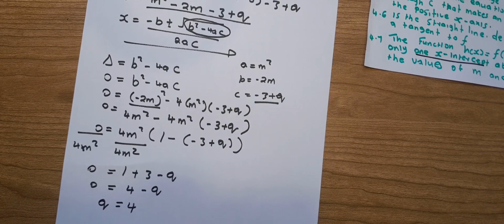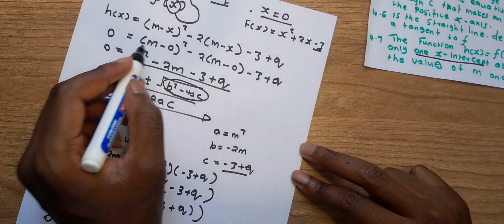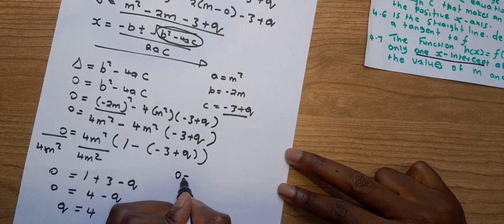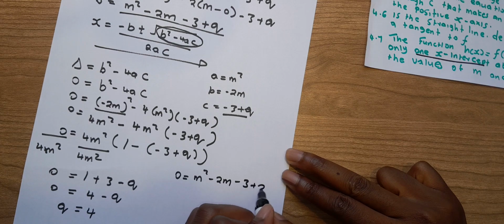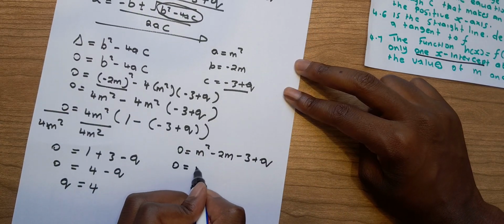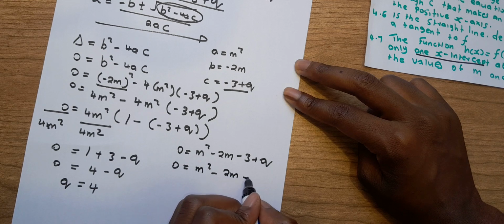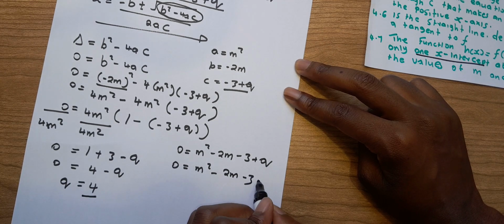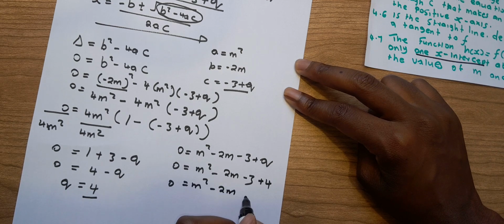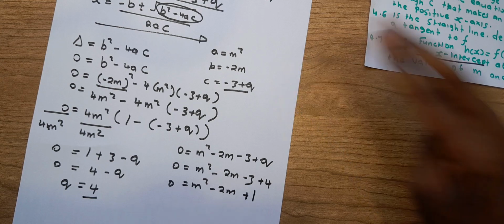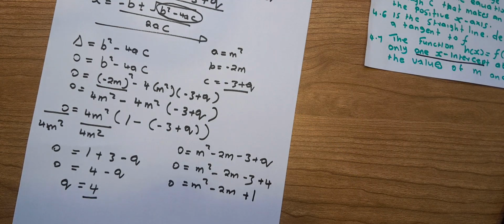But how do you find the value of m? You come back to the original expression: 0 equals m squared minus 2m minus 3 plus q. What is q? It is 4, so plus 4. So 0 equals m squared minus 2m plus 1, because minus 3 plus 4 is 1. Yes, exactly. Then you use the quadratic formula to find the value of m.